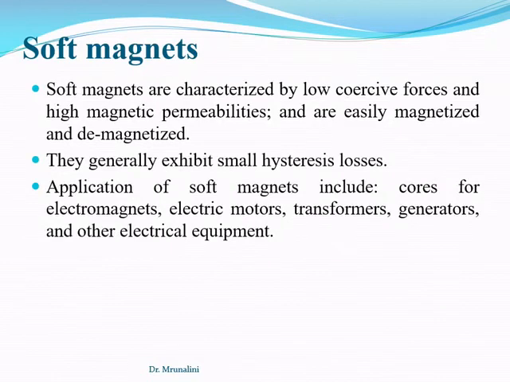Susceptibility and permeability are high. Coercivity and retentivity values are low. Since they have low retentivity and coercivity, they are not used for making permanent magnets. Magnetic energy stored is low. The eddy current loss is low because of high resistivity.